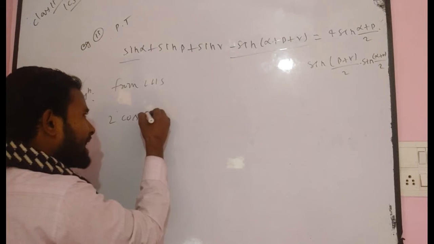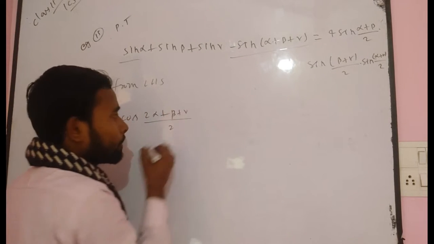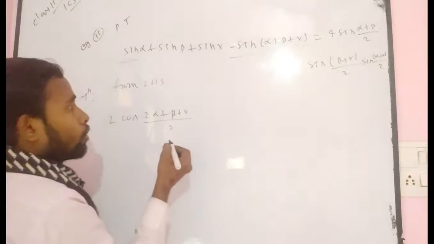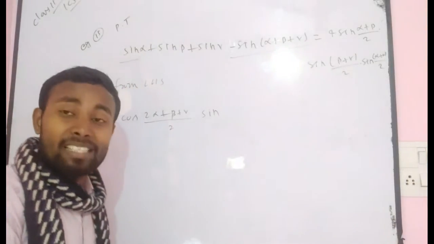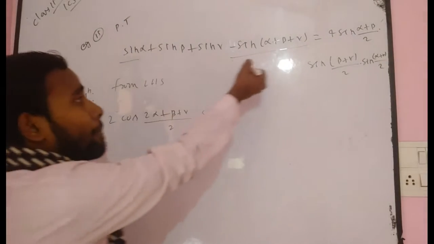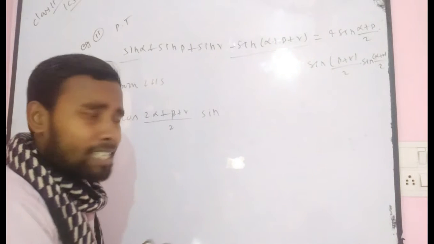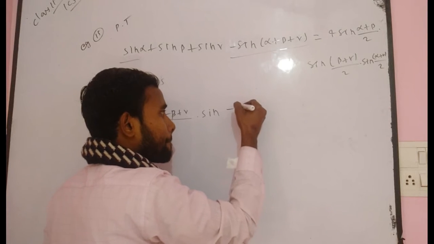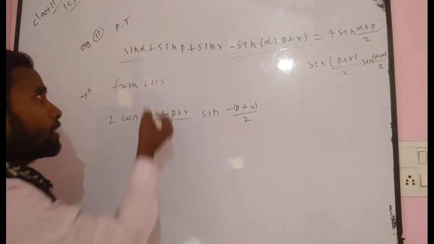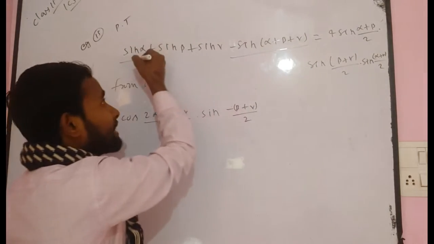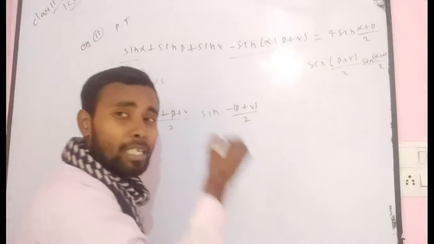That is, you can write 2 cos of 2 alpha plus beta plus gamma by 2, into sin of c minus d by 2. Here c is equal to alpha and d is equal to this term. If you subtract, then you get definitely minus times beta plus gamma by 2. Here simply use the formula: sin c minus sin d will be 2 cos c plus d by 2 into sin c minus d by 2.